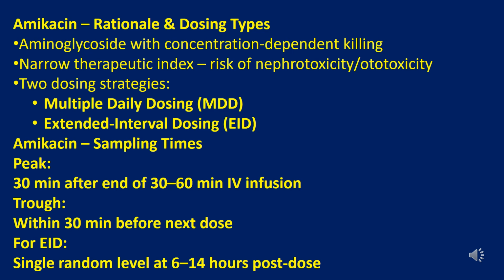Next we will consider the sampling timing. For peak level, draw the blood sample 30 minutes after the end of a 30 to 60 minute IV infusion. If amikacin is given IM, draw the blood sample 60 to 90 minutes post-dose. For the trough level, draw the blood sample within 30 minutes before the next scheduled dose. In the case of extended interval dosing, use a single random level at 6 to 14 hours post-dose.